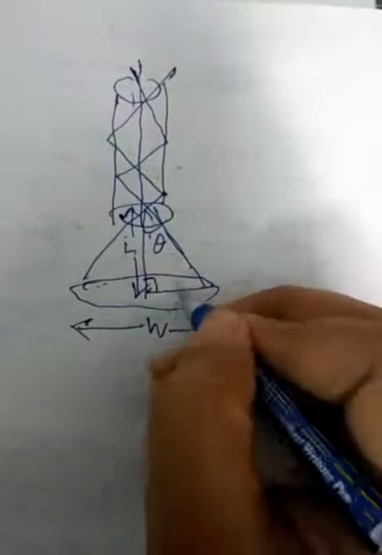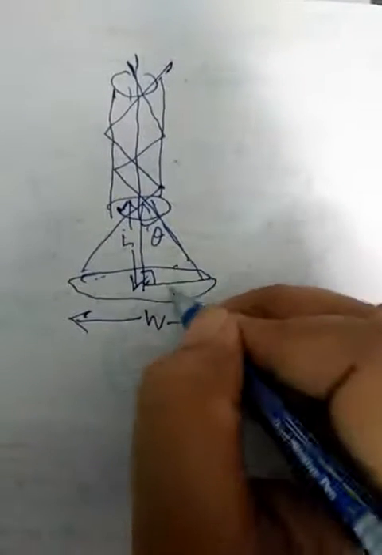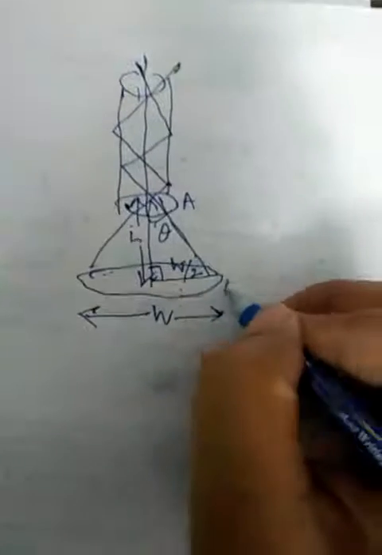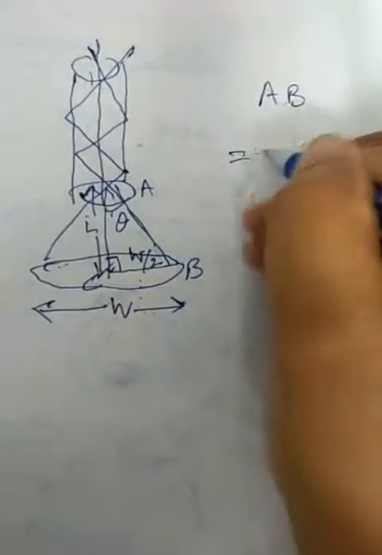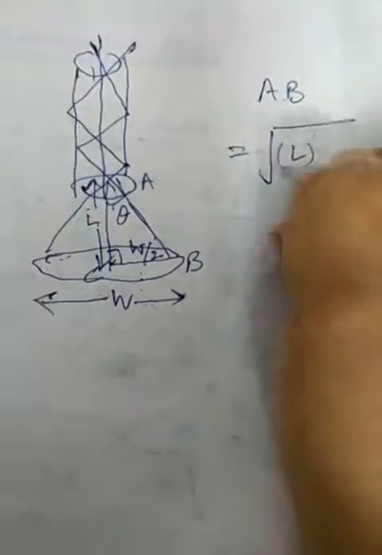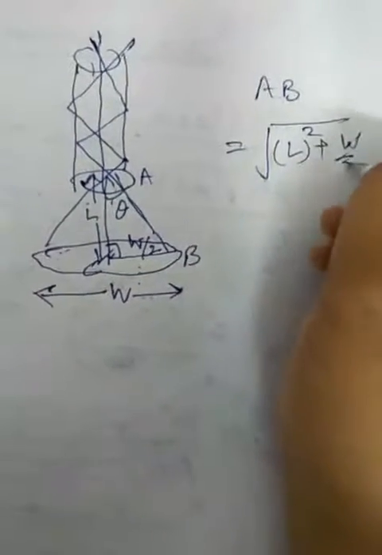This is a perpendicular. Let us say when we draw the perpendicular, this will be W by 2. Now call this triangle A, B and C. So in the right angle triangle, let me calculate the value of AB. AB is the hypotenuse, which is equal to the square root of L squared plus (W by 2) squared. So that is the value which we are going to take out.